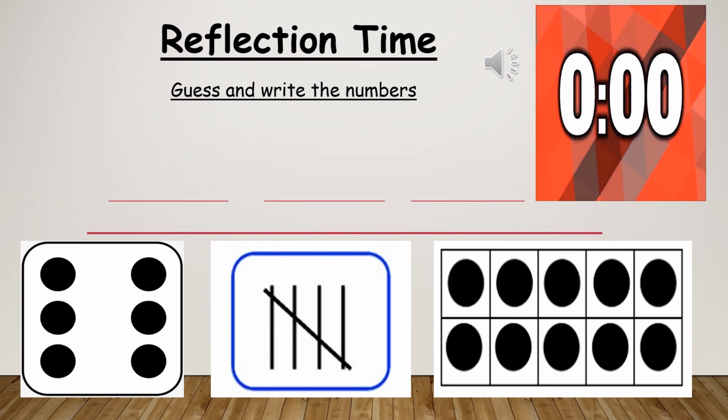It's reflection time. Now let us use the timer and guess and write the number of the dice, the telemark and the 10 frame on a paper. You can complete your task and show the answers to your mummy or daddy.